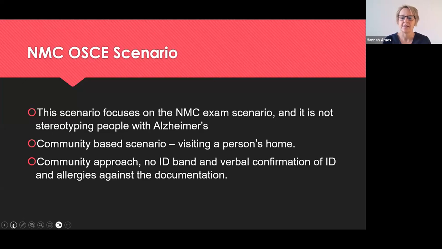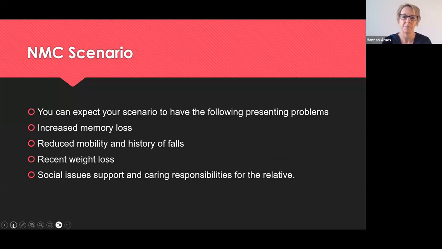So in your NMC OSCE scenario, this is normally a community-based scenario, so you're visiting a person's home. So just remember that community approach. There's going to be no ID band, no allergy band. So you're going to do those verbal confirmations of ID: name, date of birth and address, if they remember, or GP surgery. And you're just going to check those and verbalise those against your documentation. Remember, you're approaching a patient's home and you're not in the hospital.